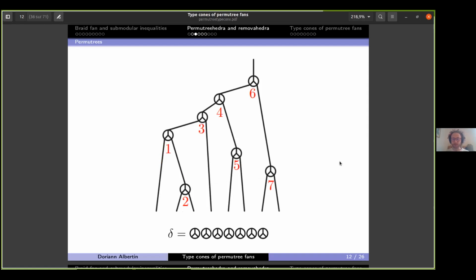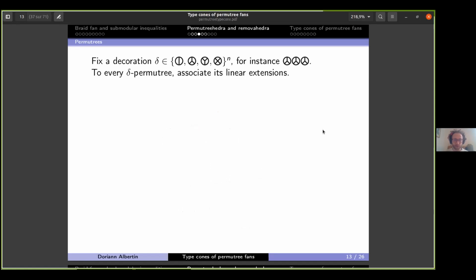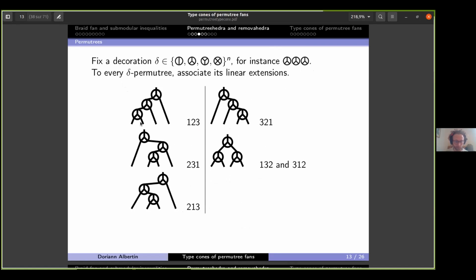Now, what we are interested in with the permit trees is the following. You fix the decoration, say the binary tree one, and then to any delta permit tree, you look at all its linear extensions. So say this tree, for instance, is labeled 1, 2, 3, and you orient it from bottom to top. And so this is already a linear order, and so the only linear extension is 1, 2, 3. On the other hand, if you look at this one, you may choose whether you put 1 higher than 3 or 3 higher than 1. So this, seen as a poset, has two linear extensions, 1, 3, 2, and 3, 1, 2.